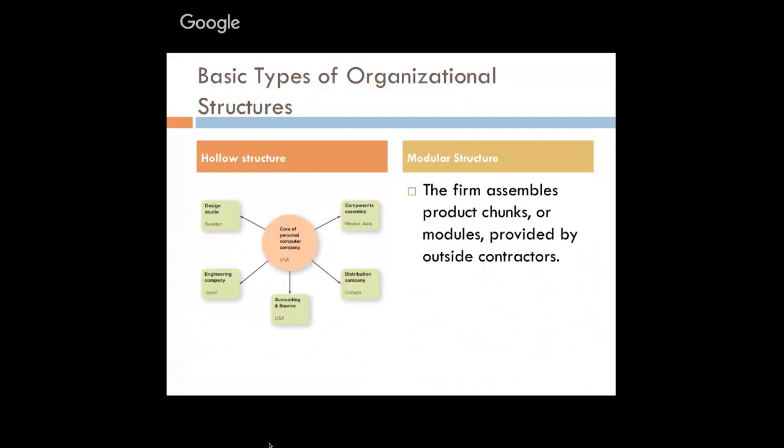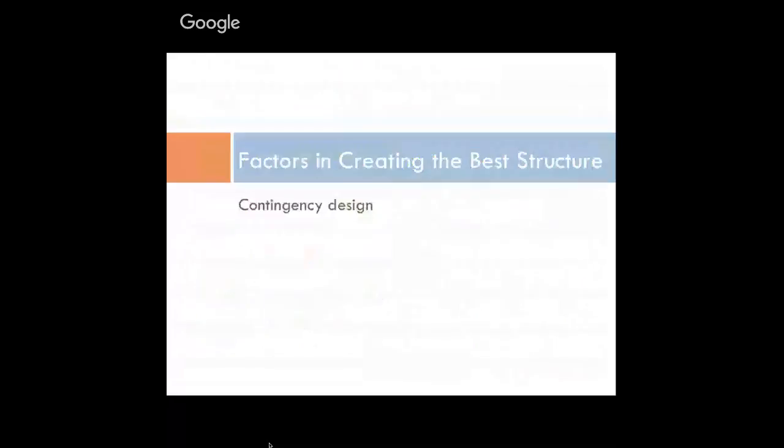A modular structure differs from the hollow structure in that it is oriented around outsourcing certain pieces of a product rather than outsourcing certain processes, right? So in a modular structure, a firm assembles product chunks or modules provided by outside contractors. Work is done outside of the company. There is no core function. The company pretty much has chunks or modules provided by outside contractors, brings them together, and puts them into a coherent product. That's a modular structure.